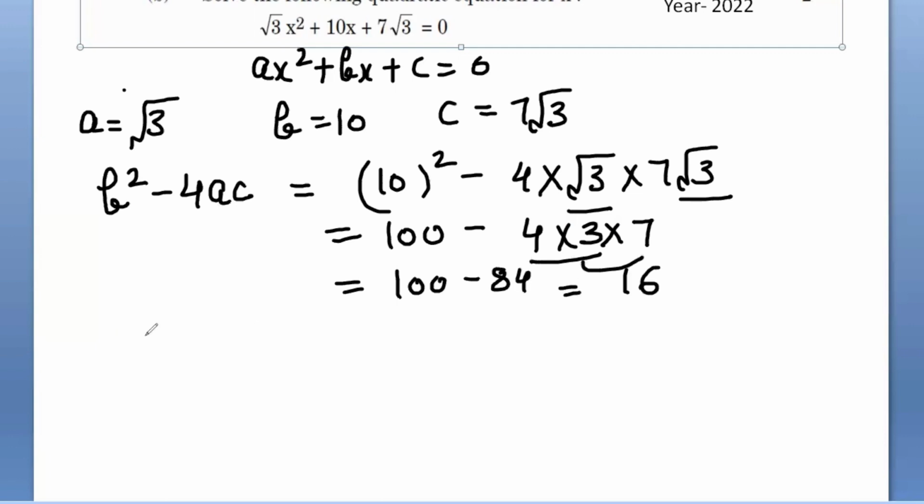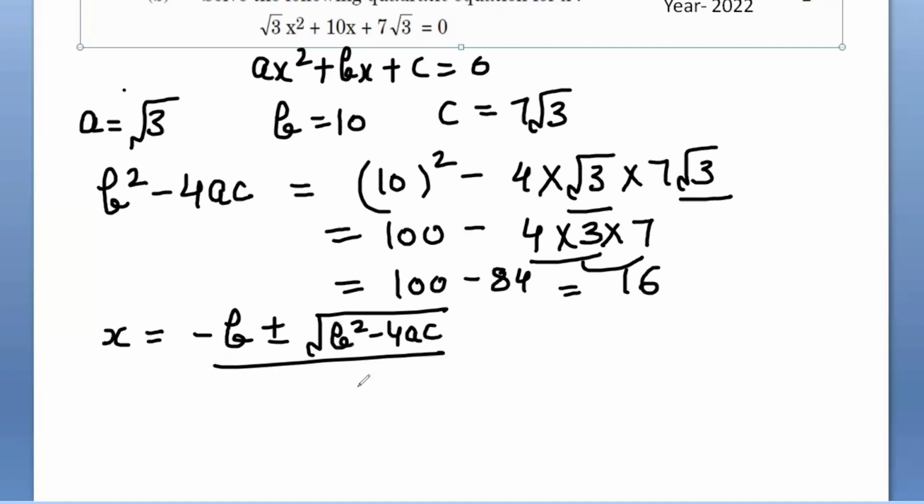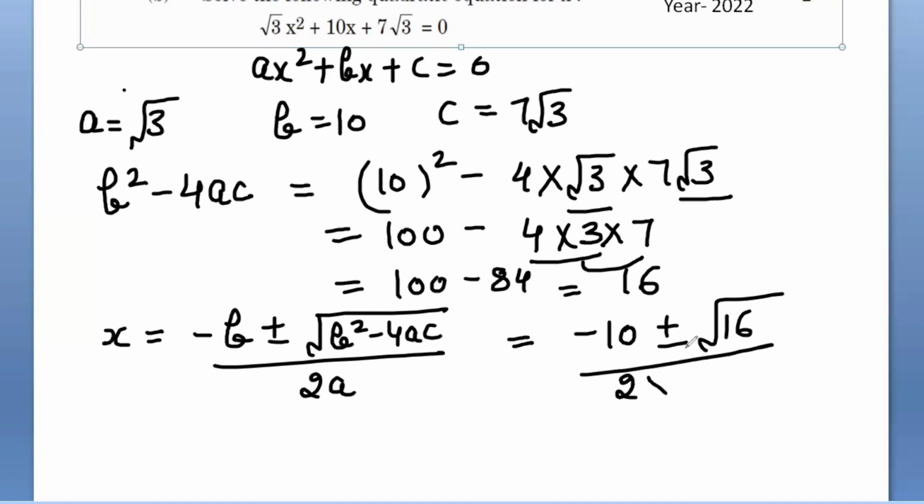Now we need to use the formula which is minus b plus minus root b square minus 4ac over 2a. If you remember this quadratic formula, then the quadratic equation is a very simple topic to do. Which is equal to, now the value of b is minus 10 plus minus root 16 over 2 into a, which is root 3. We'll write that. Now root 16 means 4 over root 3.